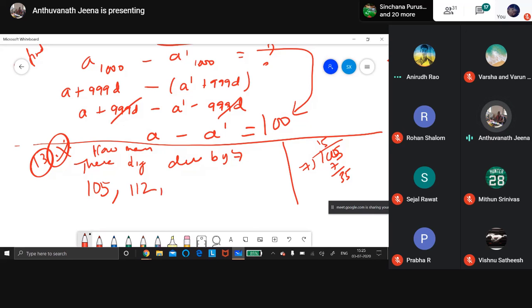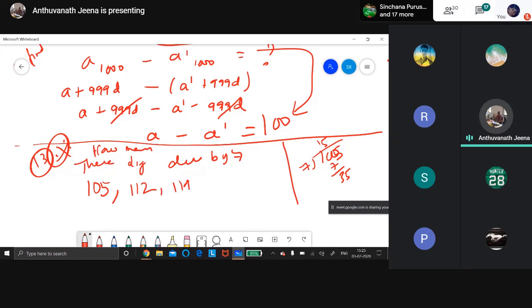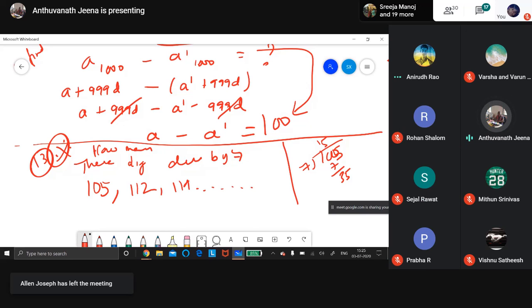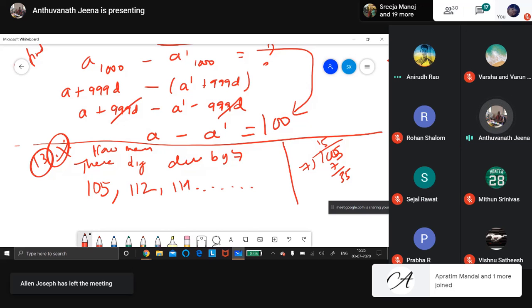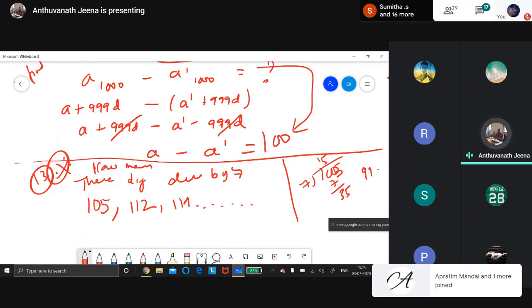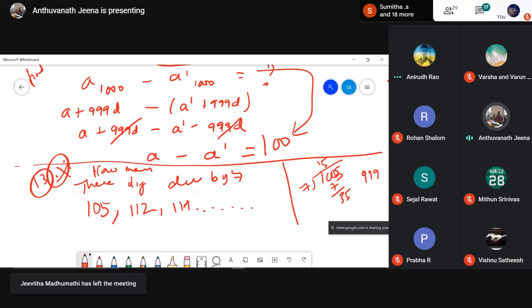112 is divisible. Keep on adding 7, but don't add fully, it will take a long time. We'll calculate the last number. The last three-digit number is 999. The number should be divisible, so you should divide by 7 and check.